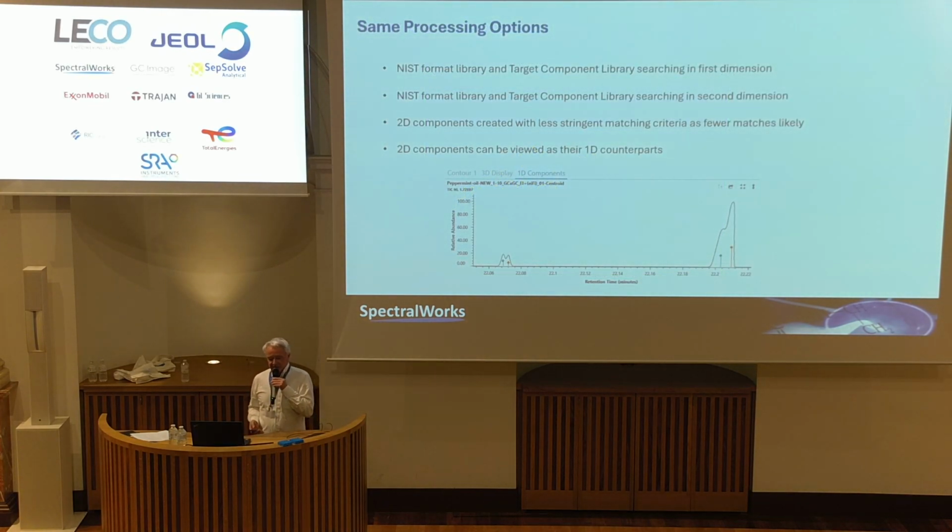And if we look at what we can do with it, we treat it in exactly the same way as 1D. We can do our NIST searching, we can do target component analysis. We can do that in the first dimension, or the second dimension, or in both dimensions. I wouldn't necessarily recommend doing it in the first dimension, as you can get thousands of samples across there.